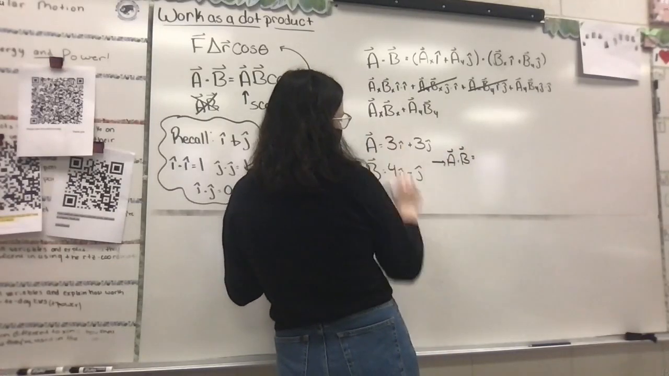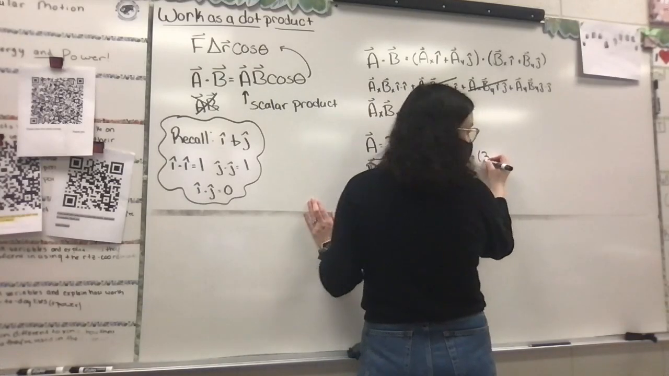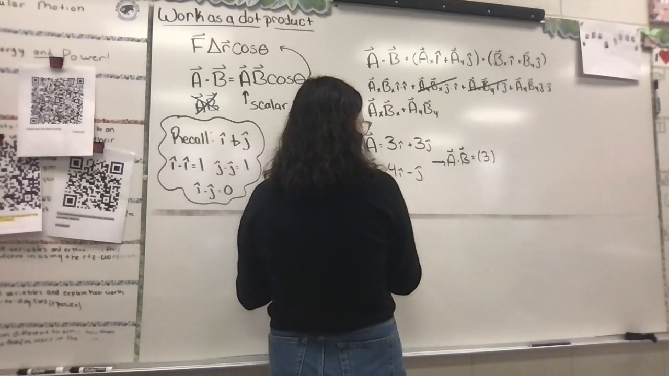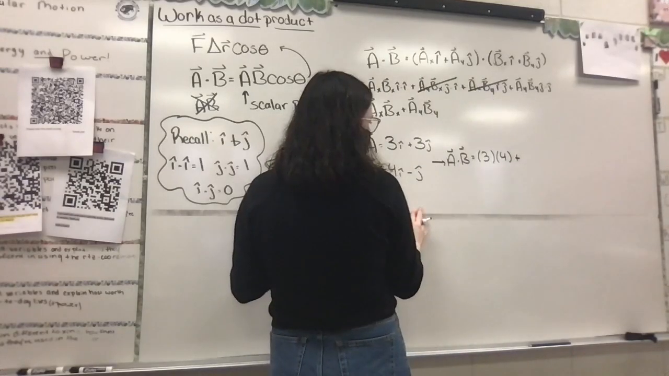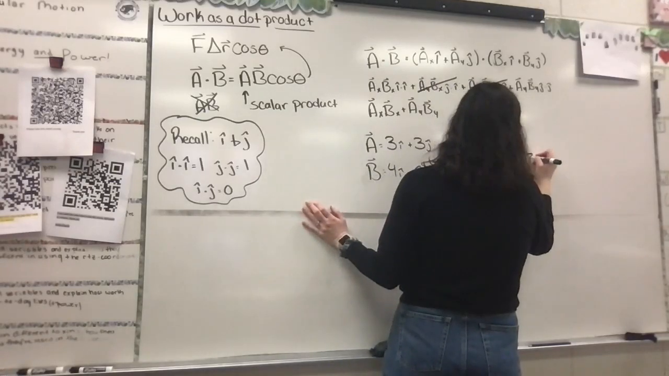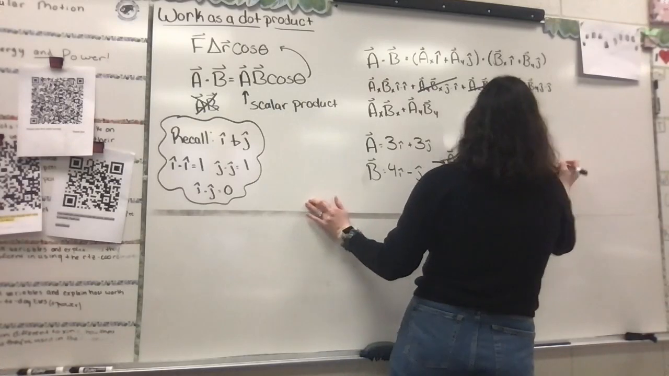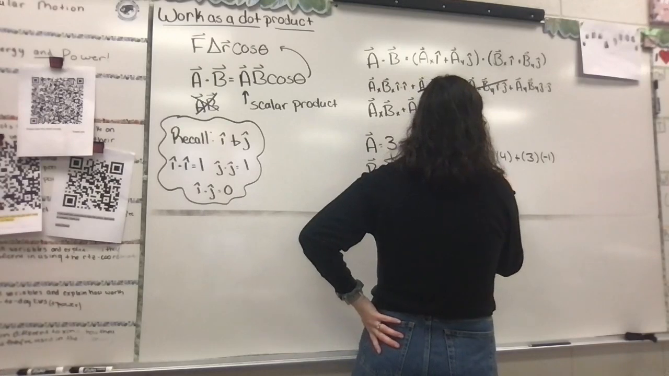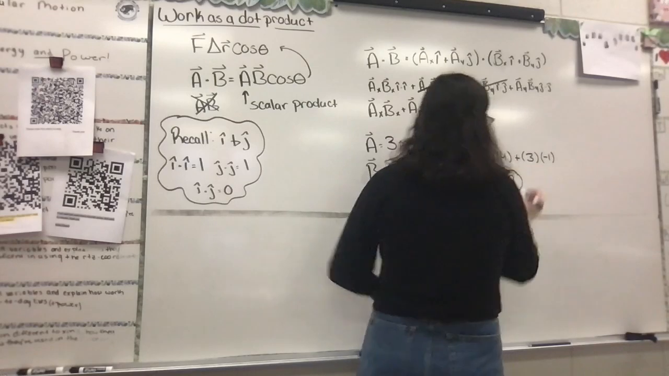What would be our AX? Would it be 3i, or do you just have to put the 3, right? And then what's our BX? 4. Okay. What's our AY? 3. And what's our BY? Negative 1. Okay. So we've got 12 minus 3. So what do we get? 9.